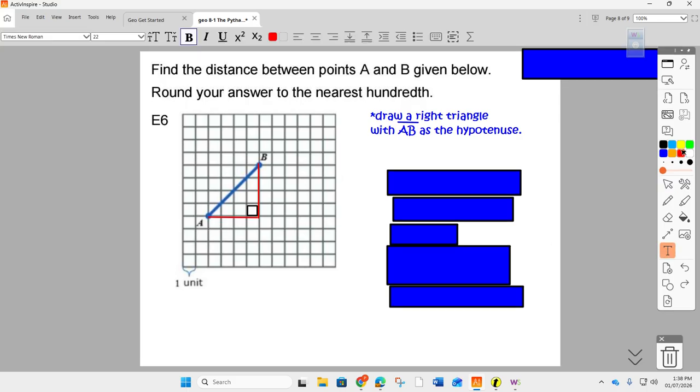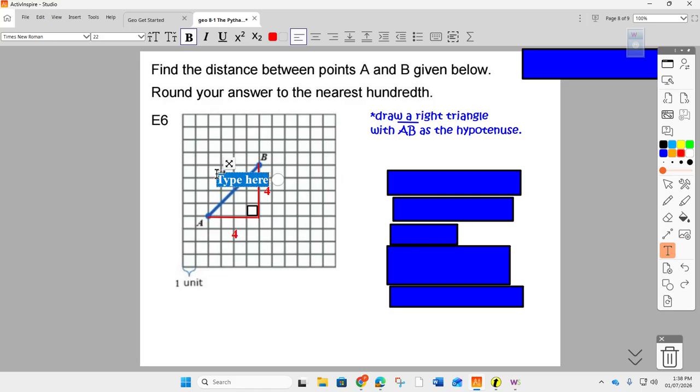So do we know how long this leg is? Yeah, we can just count because it's vertical, right? For a vertical line or a horizontal line on the coordinate plane, we can just count the number of units. So this is going to be 4. And if we count here, 1, 2, 3, 4, this one's also going to be 4. So these are the legs. Remember, the hypotenuse is C.